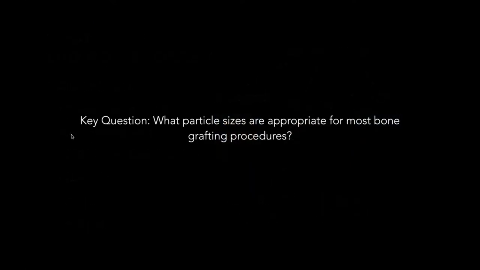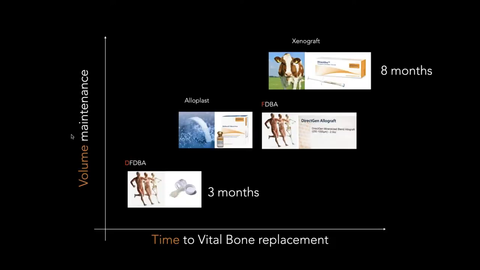One of the key questions in the CE questionnaire is what particle size is appropriate? And we're just going to give it out right now. So typically you have different types, but you also have different sizes. It goes all the way from 100, I've seen 100, all the way to 2000 microns, and typically 250 to 1000 microns is where you want to be for most grafting procedures. Okay. And so how do we choose between them?